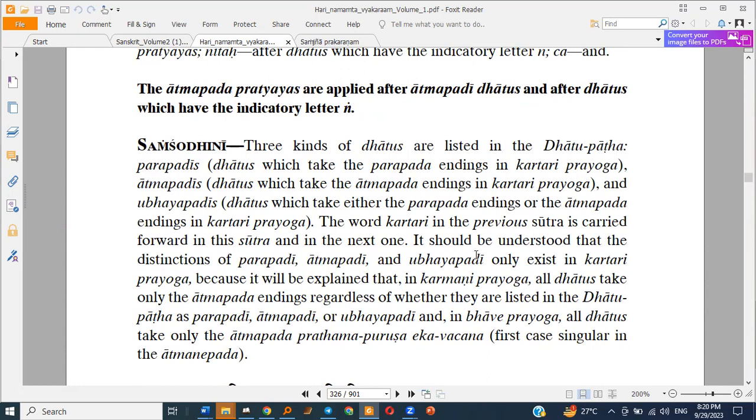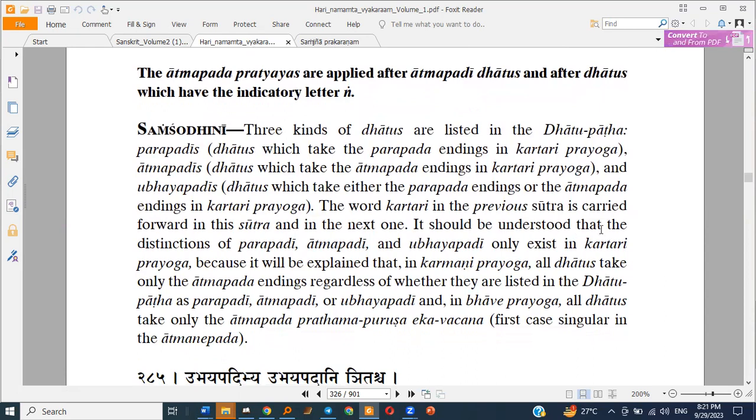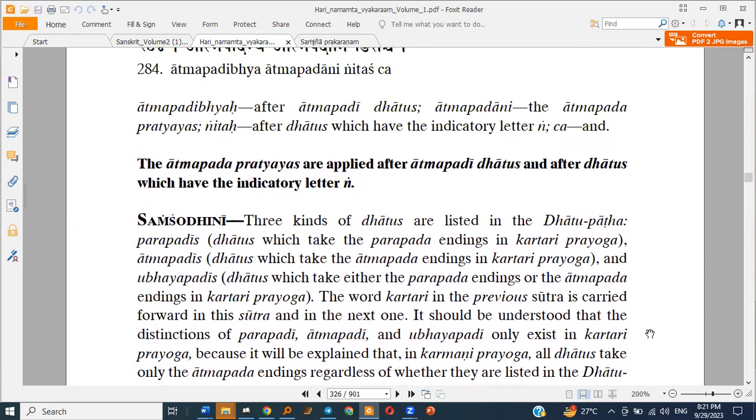I'm not purposefully explaining this much here because it won't really make much sense as of now, theoretically. The word Kartri, okay. It should be understood that the distinctions of Parapadi, Atmapadi, and Ubhayapadi only exist in Kartari Prayoga, because it will be explained that in Karmani Prayoga, and in Bhave Prayoga, all dhatus take only the Atmapada endings, regardless of whether they are listed in the dhatu part as Parapadi, Atmapadi, or Ubhayapadi. So that was the basic thing.